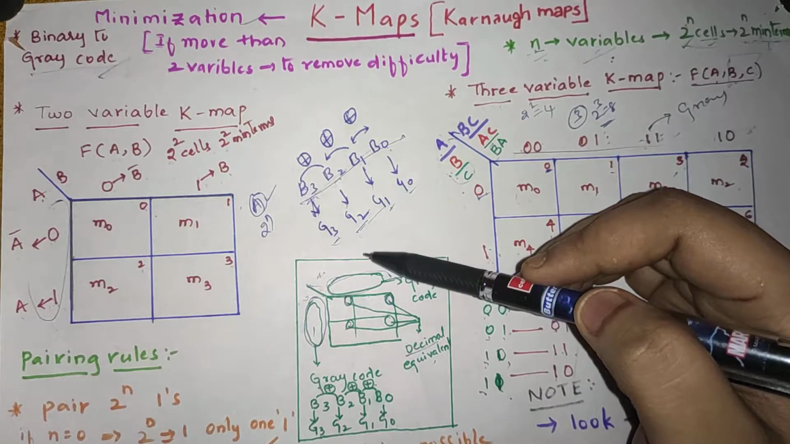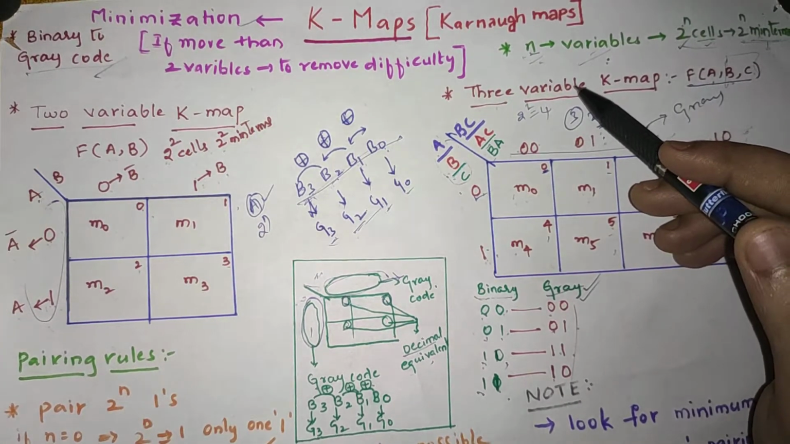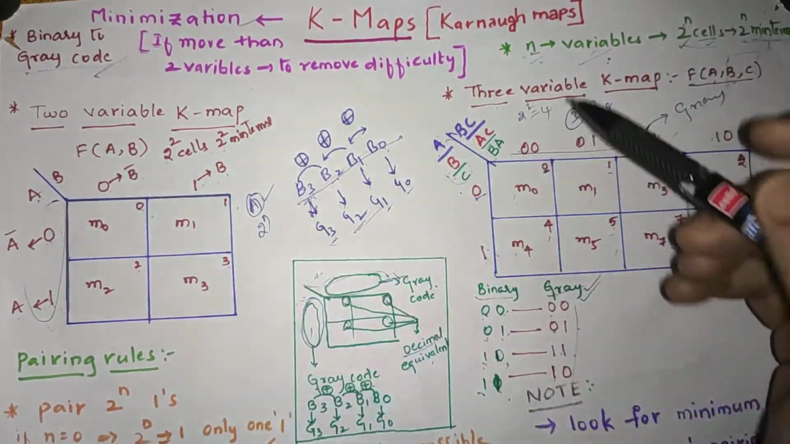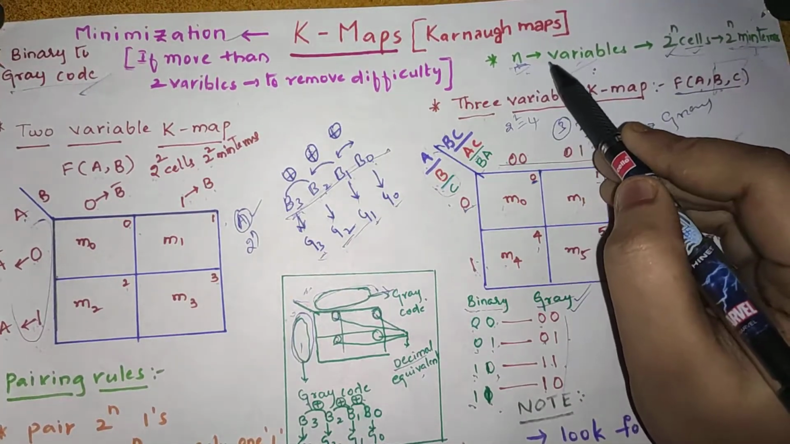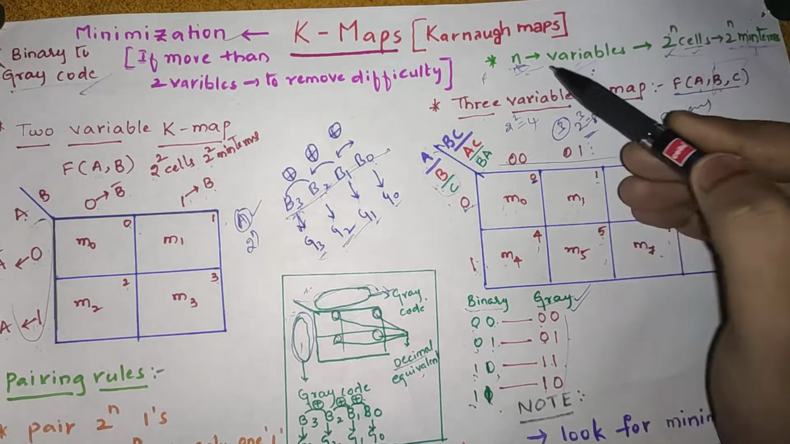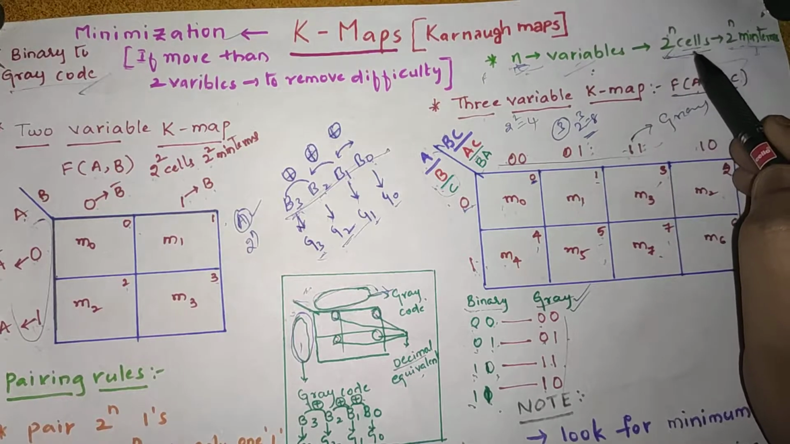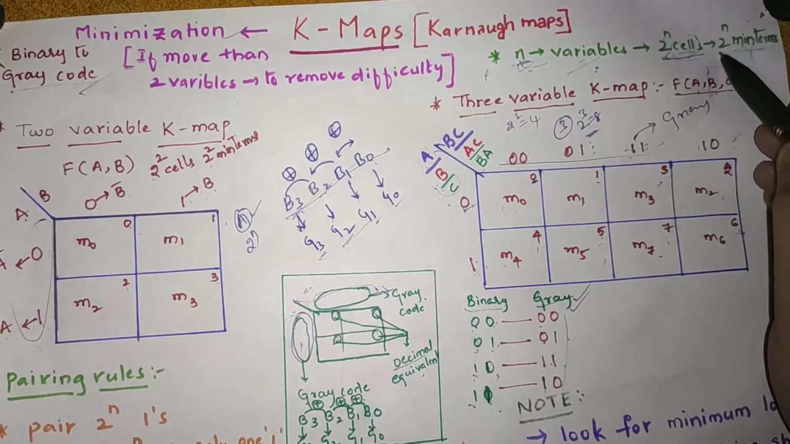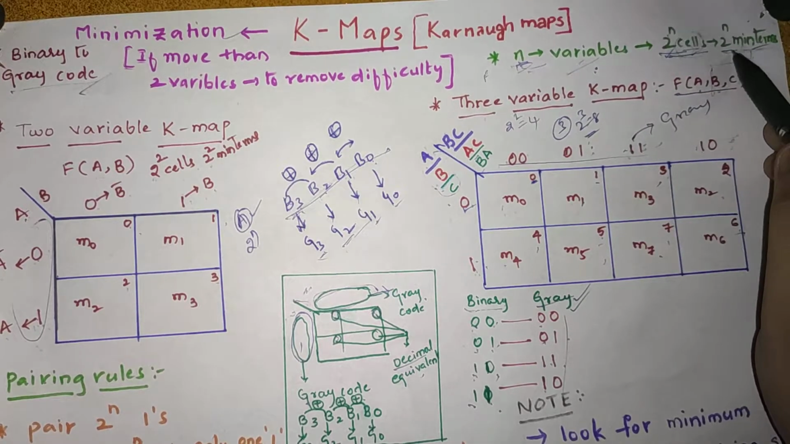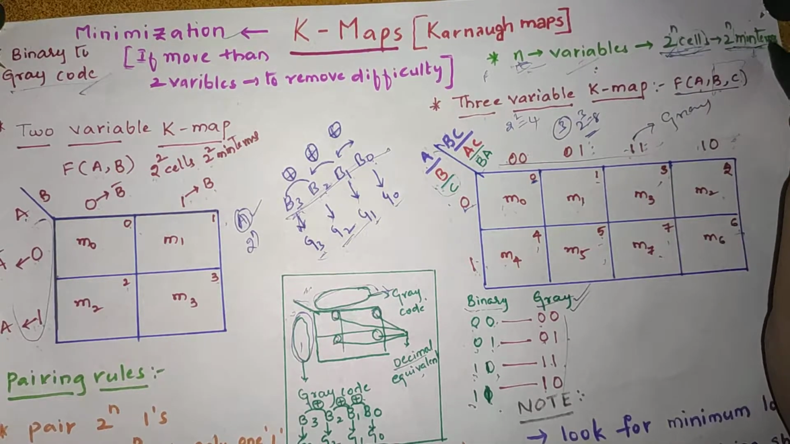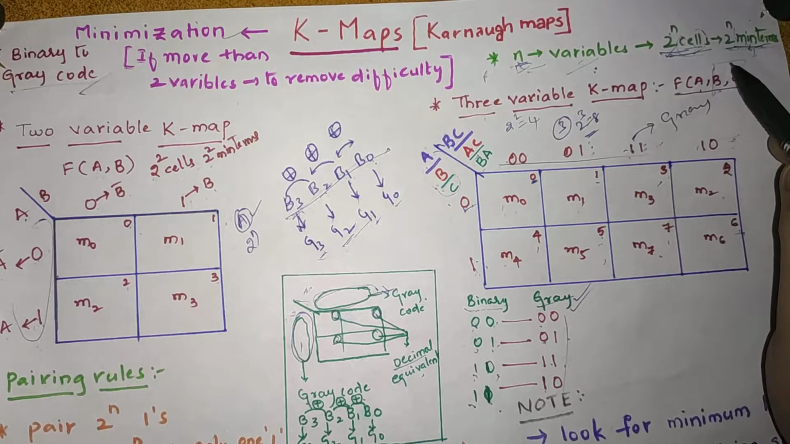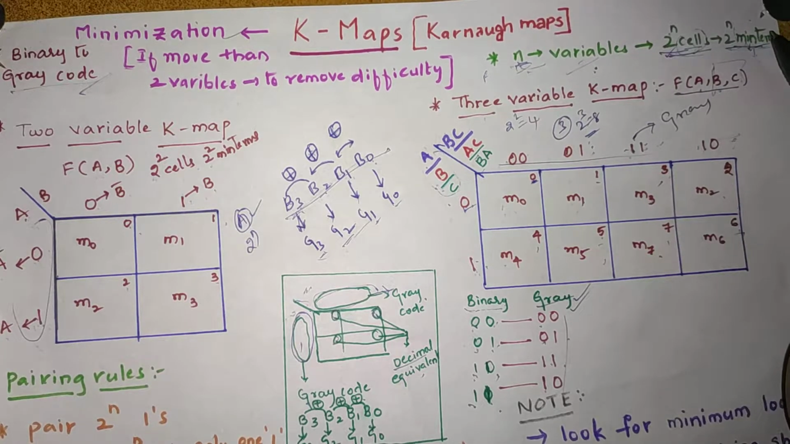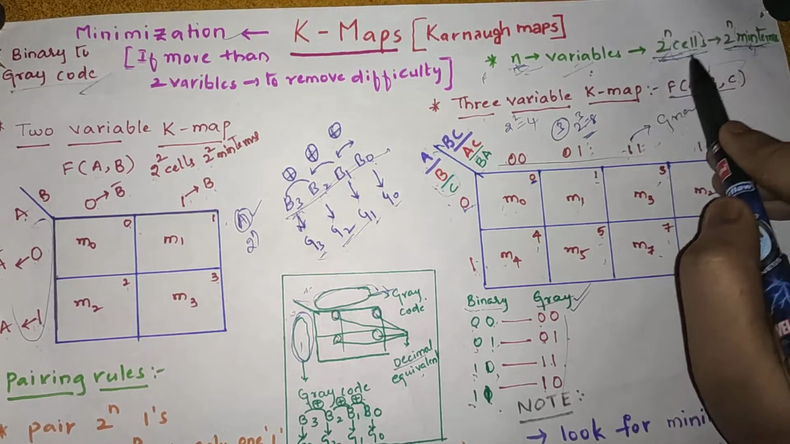Okay, so the first thing is binary code to gray code, and the second one is if n variables are given. If a function consists of n variables, then there will be 2 power n cells. Cells we are going to see later. It has 2 power n cells and 2 power n minterms. A minterm is nothing but the AND operation between the variables.